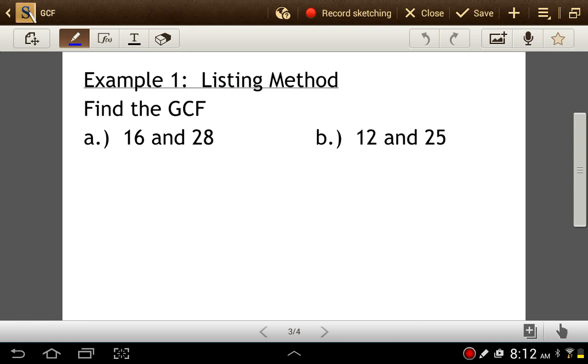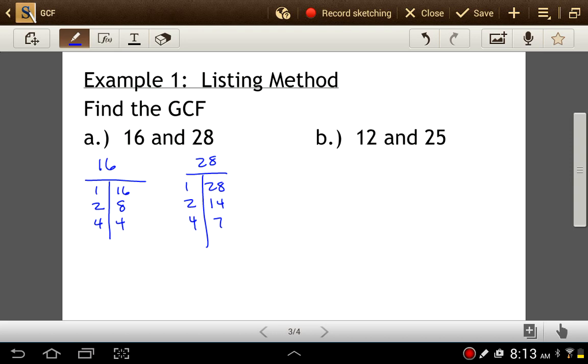For the listing method, the first thing I'm going to do is find the factors of each number. So 16 is 1 times 16, 2 times 8, 4 times 4. Those are my factors of 16. Then I'm going to do the same thing for 28. 28 is 1 times 28, 2 times 14, 4 times 7. There are no other factors of 28.